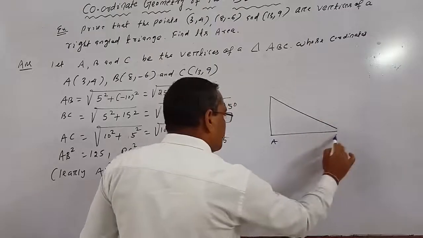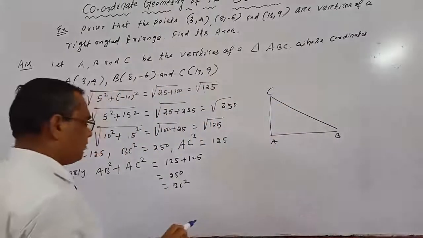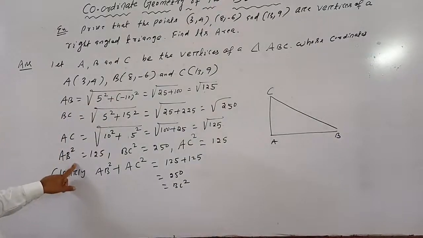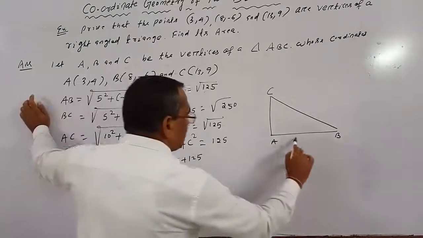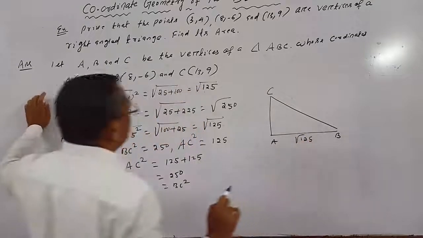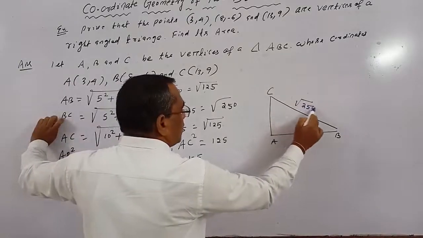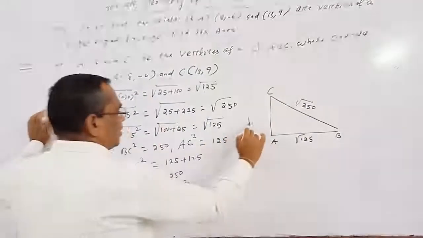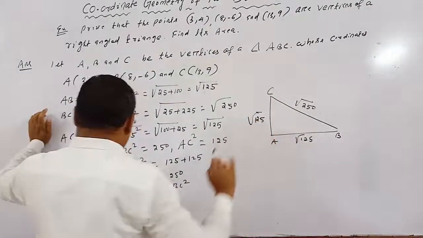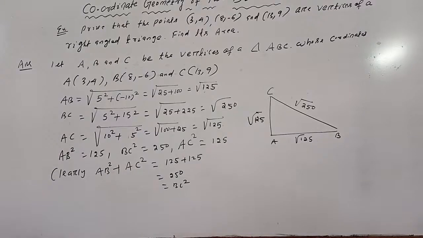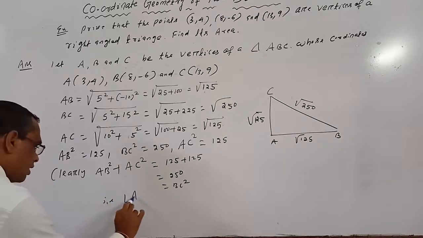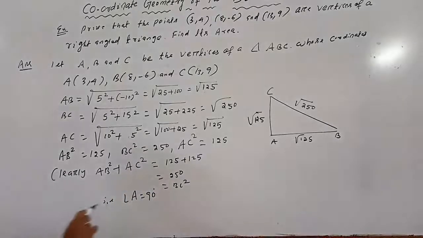So we take this figure, A, B, C. Here AB has length root over 125, BC equals root over 250, and AC equals root over 125. So AB square plus AC square equals BC square. Therefore, these are the vertices of a right angle triangle. Here angle A is 90 degrees, because AB square plus AC square equals BC square means angle A equals 90 degrees.